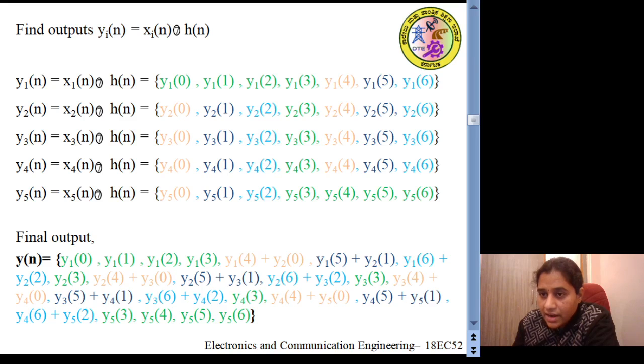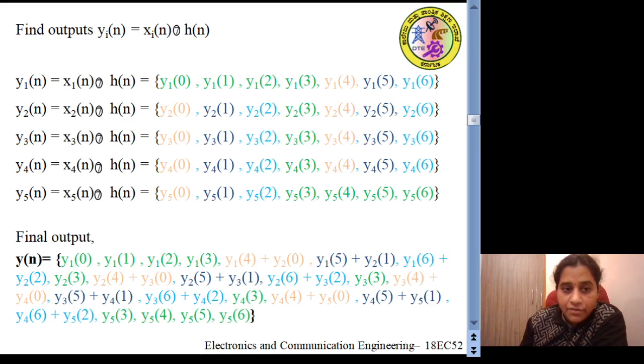See, these are added: y1 of 4 plus y2 of 0, and y1 of 5 plus y2 of 1, y1 of 6 plus y2 of 2. Next, we are keeping y2 of 3 as it is, in green color. Next, we are adding y2 of 4 with y3 of 0, y2 of 5 with y3 of 1, y2 of 6 with y3 of 2.